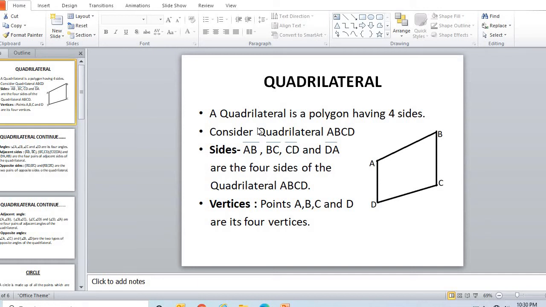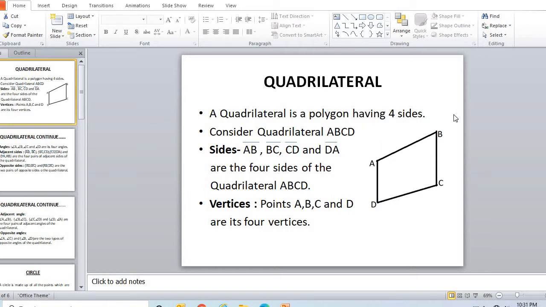Good morning, students. We are in the second part of the introduction, part 2 of chapter number 4, basic geometrical ideas. The two topics remaining are quadrilateral and circle. So let's start with the quadrilateral.